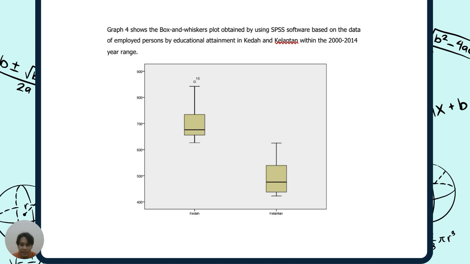On the variability aspects, we can see that the spread of data in Kedah suggests there may be a wider range of educational qualifications and employment opportunities compared to Kelantan. So, the box and whisker plot illustrates a comparative analysis of employment based on educational attainment for two regions. It highlights the difference in median figures.